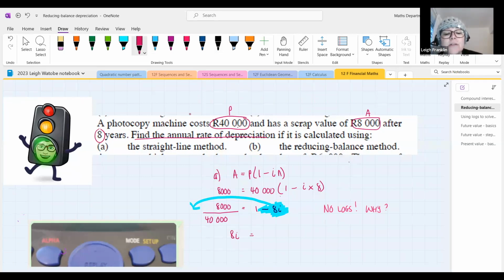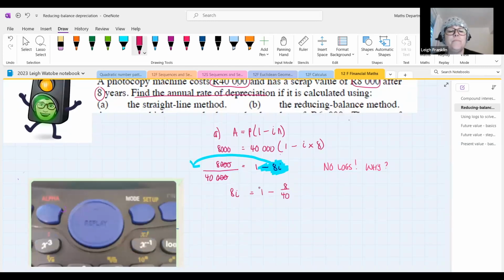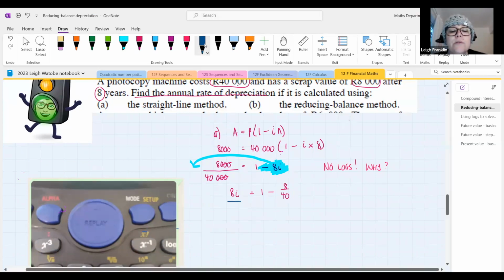Okay, so take the 8i to this side and take the 8,000 over 40,000. If you want to knock 3 zeros off there and 3 zeros off there, you can. You could even simplify it even further, but it doesn't matter. All right, and now we're almost there. What are we going to do to both sides? Remember, we want I on its own. So our next step would be to divide both sides by 8. Well done. So this side must be divided by 8, that side must be divided by 8, and I would be equal to.